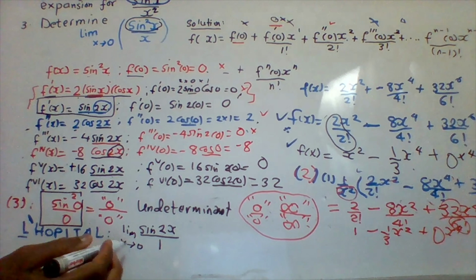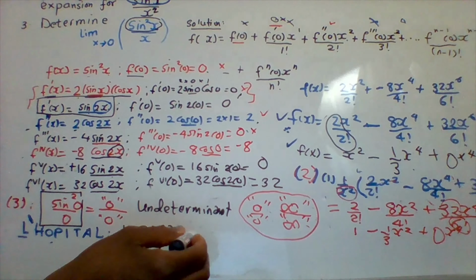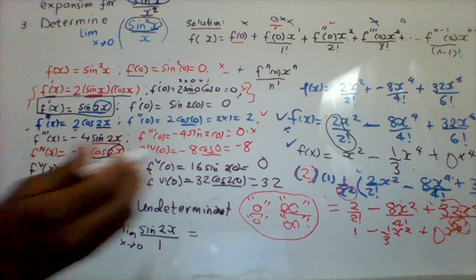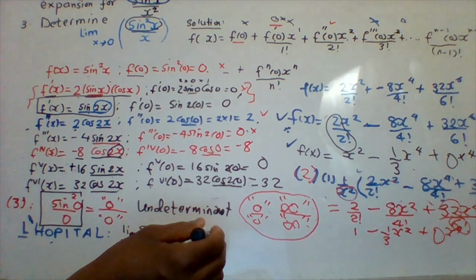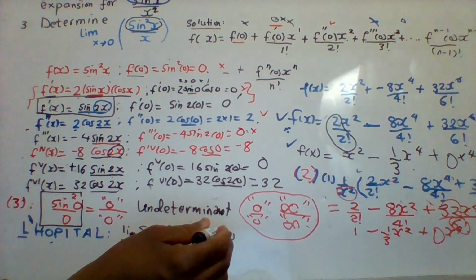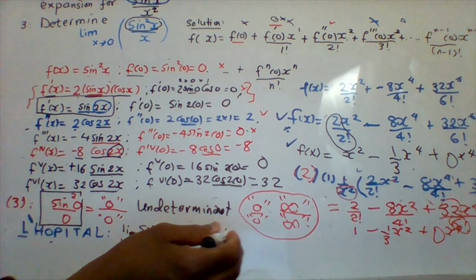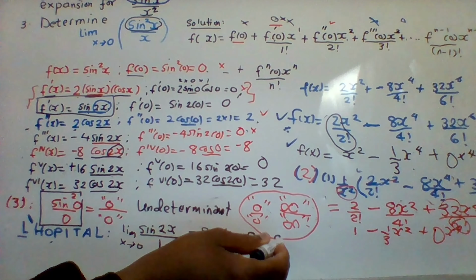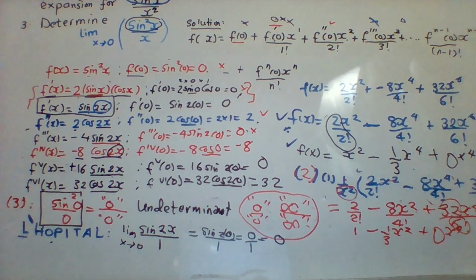Now I'm going to take x and plug in here. When x equal to 0, it's going to be sine of 2 times 0 over 1. But sine of 0 equals 0, so you get 0 over 1, equal to 0. So for this case, our answer is 0. And that's the end of the question.